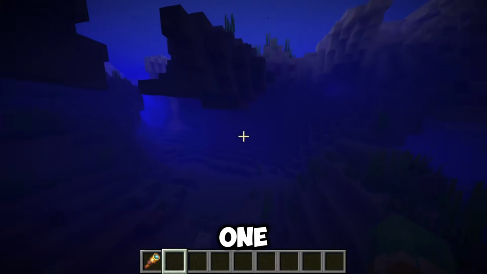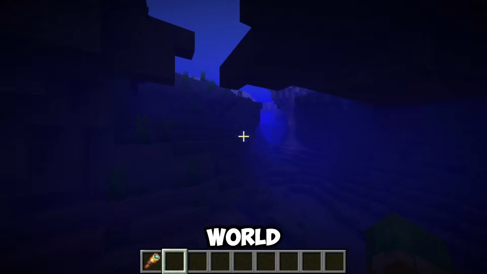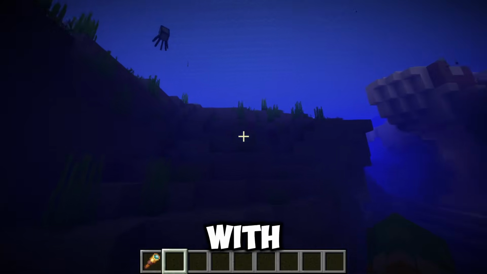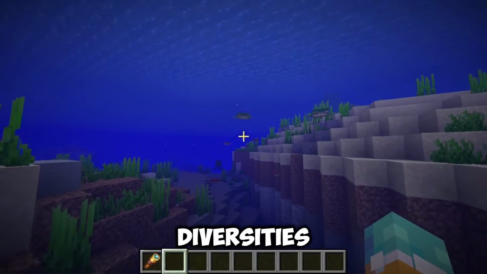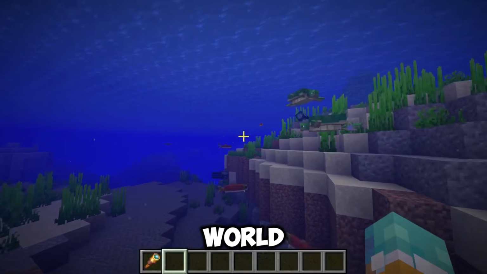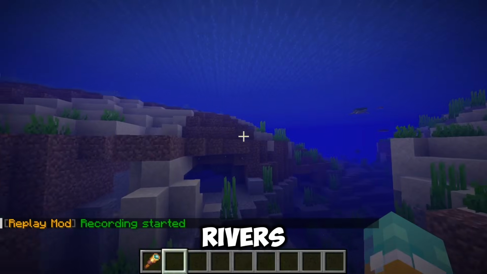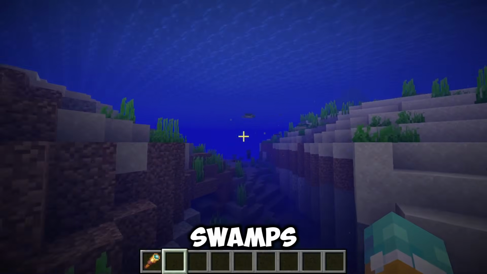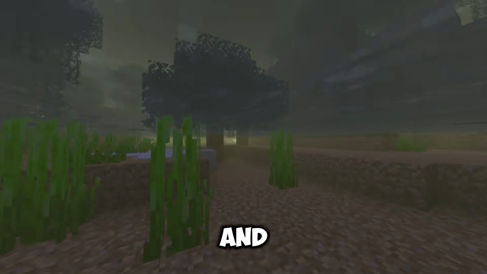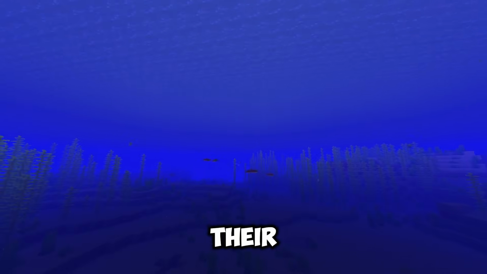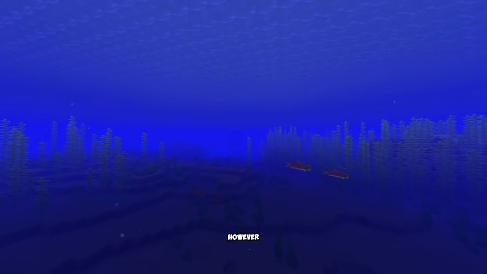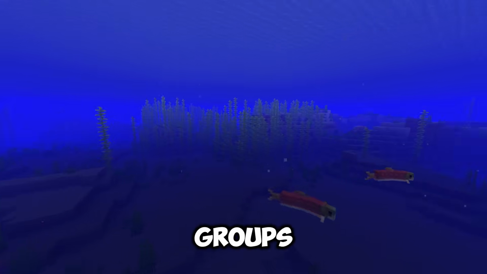How about we look into one of the most diverse biomes in our world, a sunken world that is filled with life, shrubberies, and diversities, the sunken world of water. The world of water includes forms such as rivers, oceans, beaches, and swamps, and other niche forms such as deltas and mangroves. Although they differ in their composition, almost all of them, however, have the same functional groups.